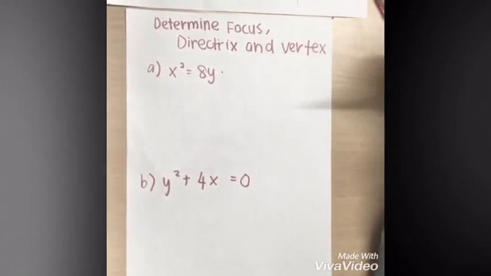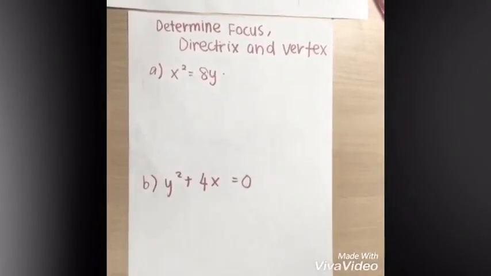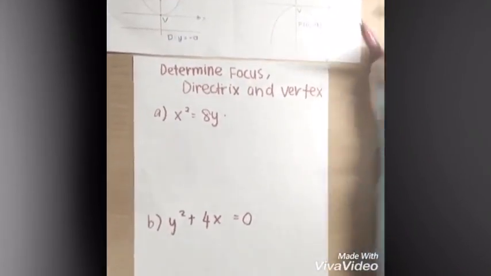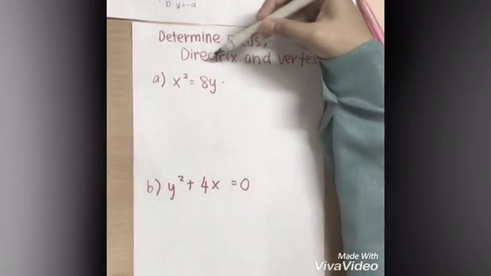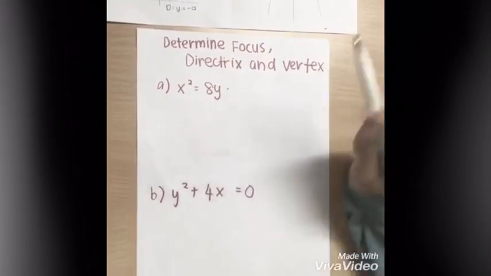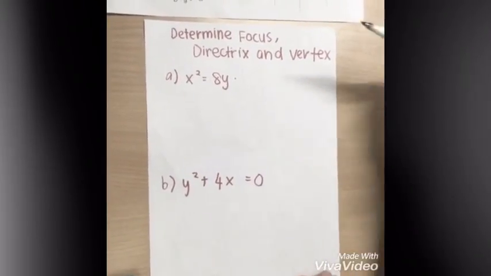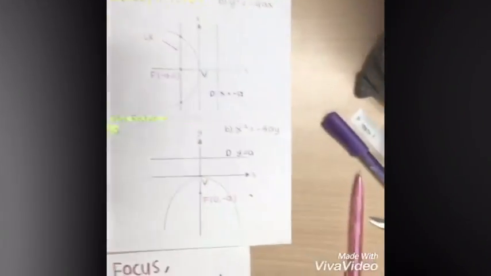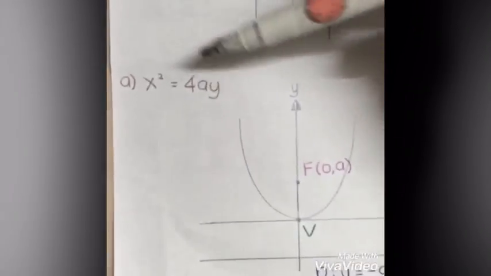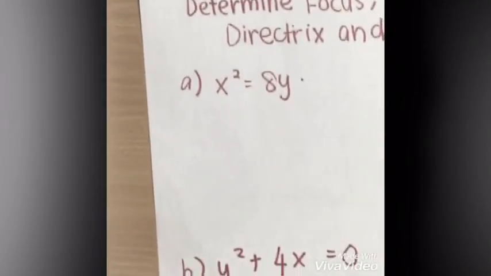Okay, let's together solve example 4 in chapter 4, page 163. Here, we want to determine the focus, directrix, and vertex. The equation is x squared equals 8y. First of all, we must know which graph we want to use. We have to choose the graph from here. The best graph that describes this equation is x squared equals 4ay.